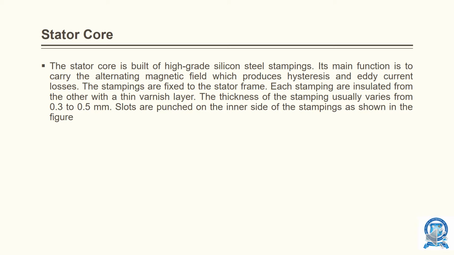The stamping are fixed to stator frame. Each stamping is insulated from other with thin varnish layer. The thickness of stamping usually varies from 0.3 to 0.5 mm. Slots are punched on the inner side and the stamping are shown in figure. So in the previous figure you might have seen the stator core stampings and slots.